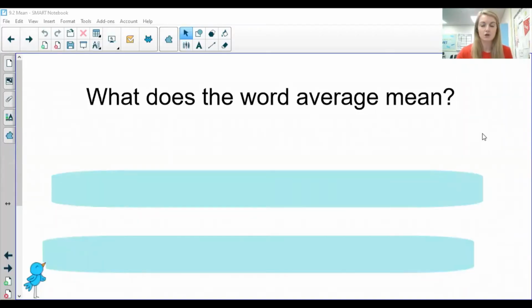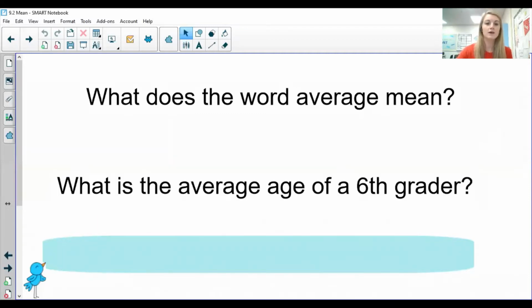What we're going to be doing today is finding the average, basically, of a set of numbers. And my first question for you is, what does the word average mean? For example, if I were to ask you, what is the average age of a sixth grader? What would you say? Probably 11 or 12, right?